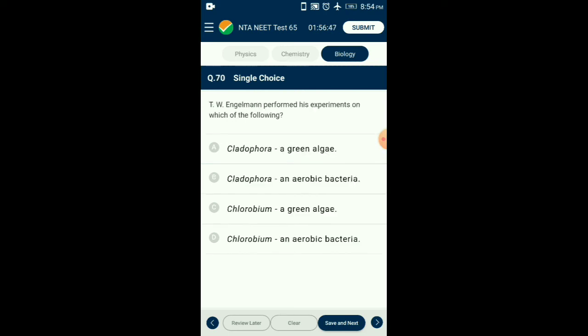Question number 70. T.W. Engelmann performed his experiments on which of the following? Engelmann experimented on Cladophora. He illuminated Cladophora with white light after passing it through a prism. He used aerobic bacteria to detect the oxygen evolution site and observed that maximum bacteria accumulated in the blue and red region of the spectrum, indicating that maximum photosynthesis occurs in this region. So the answer is option A, Cladophora.